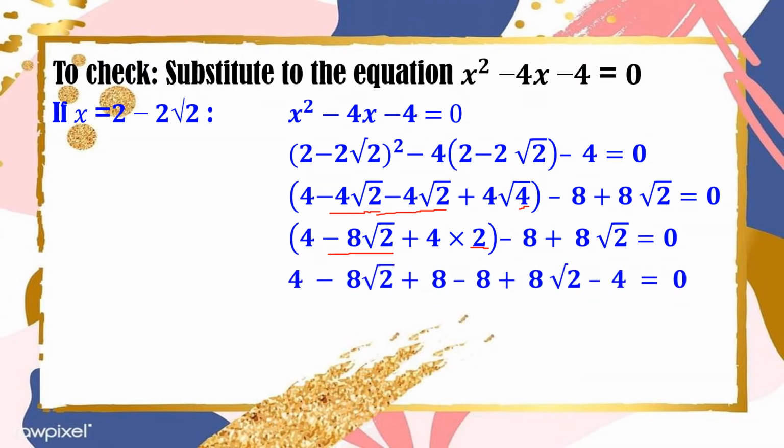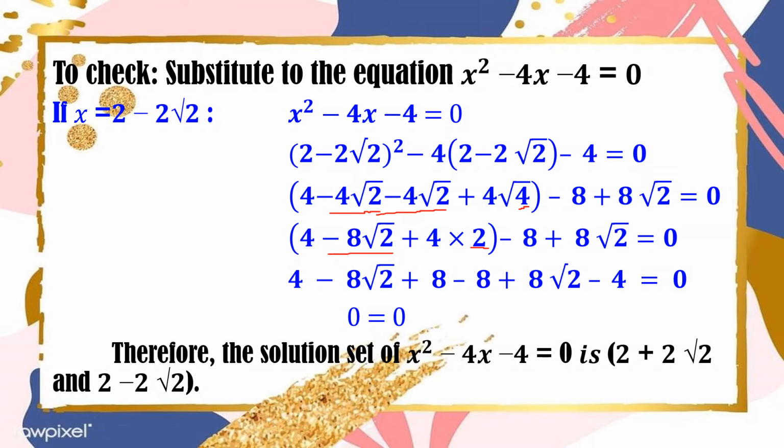Then 4 minus 8 square root of 2 plus 8 minus 8 plus 8 square root of 2 minus 4 equals 0. So we're going to subtract since they are all unlike signs. So the result will be 0 equals 0. Therefore, the solution set of x squared minus 4x minus 4 equals 0 is the quantity of 2 plus 2 square root of 2 and 2 minus 2 square root of 2.